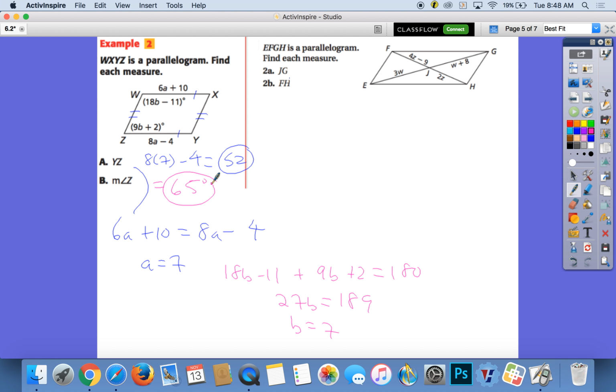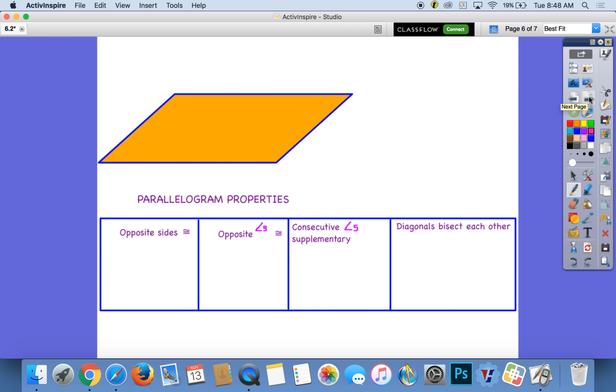Okay, so you guys go ahead and take a second, pause the tape, and work through these. So JG is going to be 12. It's not giving me any units, so I'll go ahead and put 12 down. FH is going to be 18. So that's it, guys. Let's go through one more review of our properties here. Like I said, this is going to lead us into tomorrow as well.